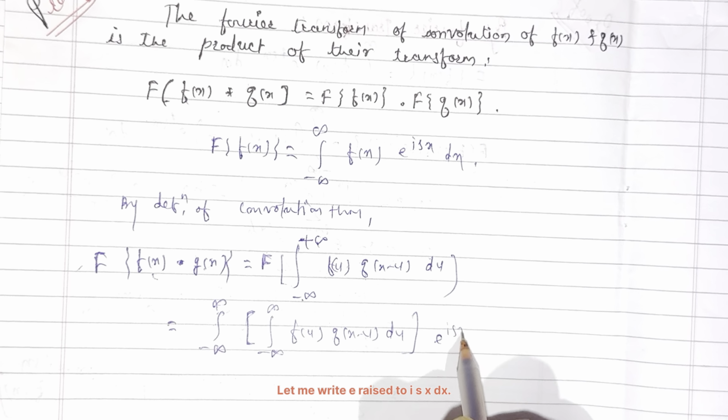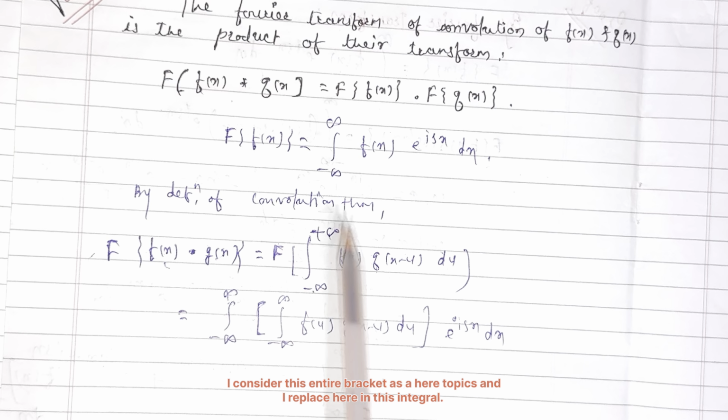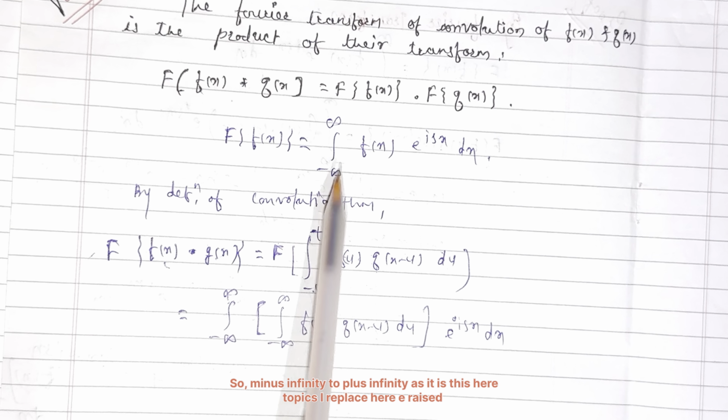I hope you all have understood, guys. It is not that difficult. I consider this entire bracket as f of x and I replace it here in this integral. Minus infinity to plus infinity as it is, this f of x I replace here, e raised to isx and dx it is here.